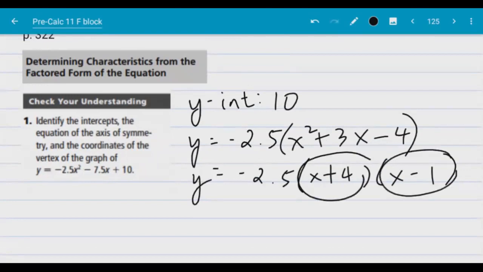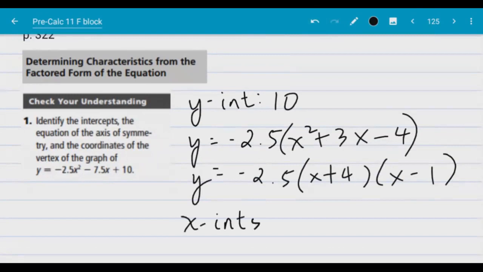This and this. Okay? The x-intercepts would be negative 4, all right? Because x plus 4 would be equal to 0, x is equal to negative 4, and the other one is positive 1 because x minus 1 is equal to 0, and x is equal to 1. All right? What else can we find?